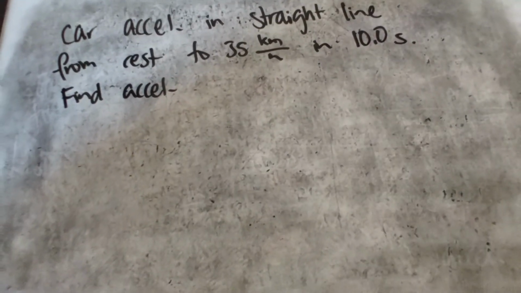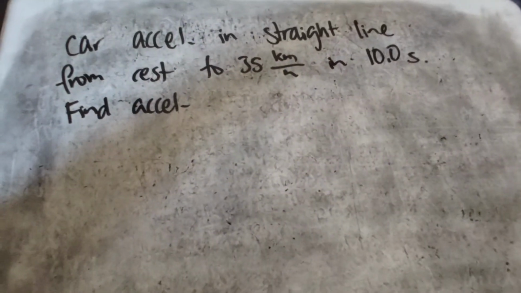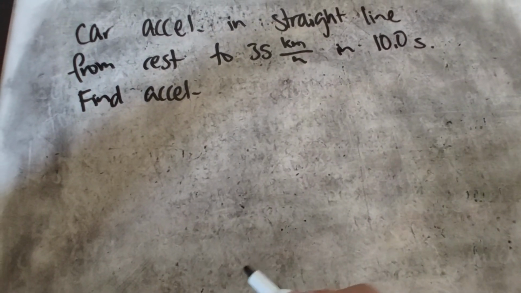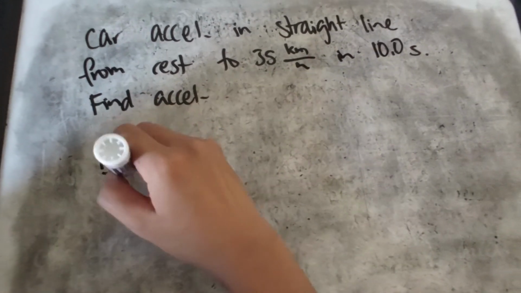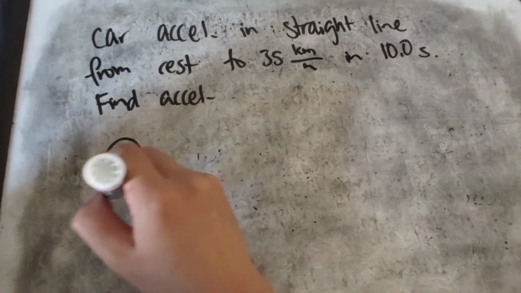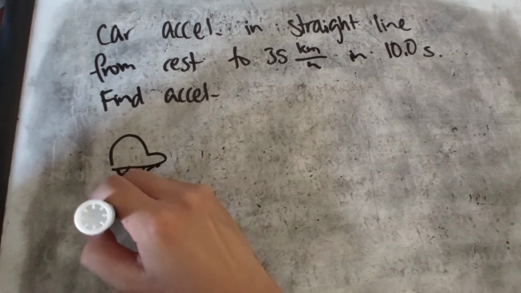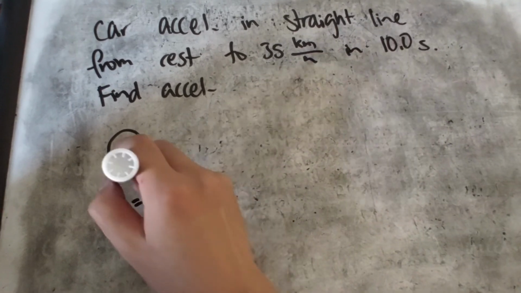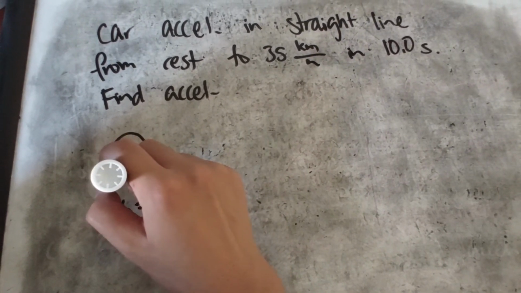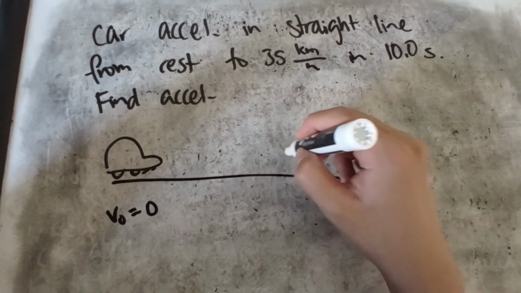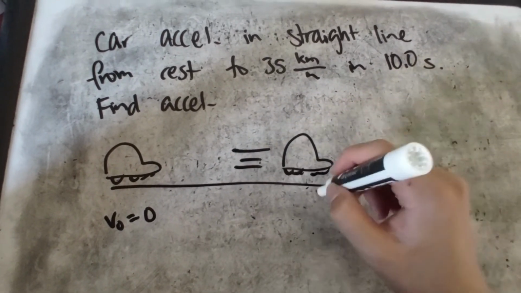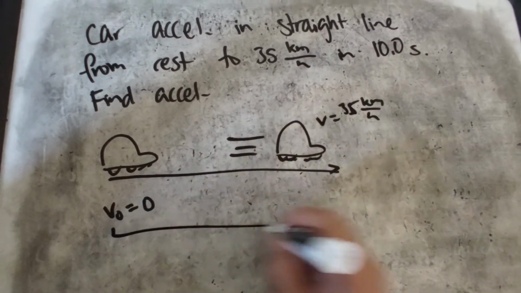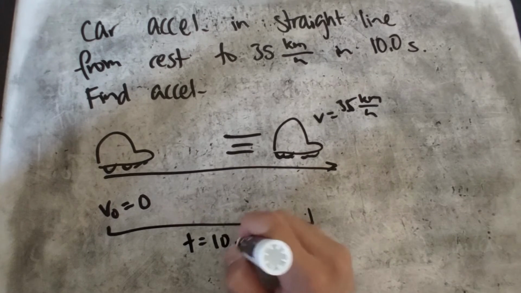So here's an example. Let's say a car accelerates in a straight line from rest to 35 kilometers per hour in 10 seconds. And we're trying to find the acceleration. So let's just draw a diagram. So let's say here's a little car, and it starts off resting. So the initial velocity, which we call v naught, is going to be 0. And as it speeds up, it eventually reaches a speed of 35 kilometers per hour. So that's the final velocity. And this entire event takes place in 10 seconds, so that's the time.